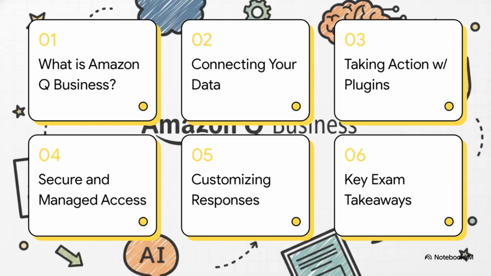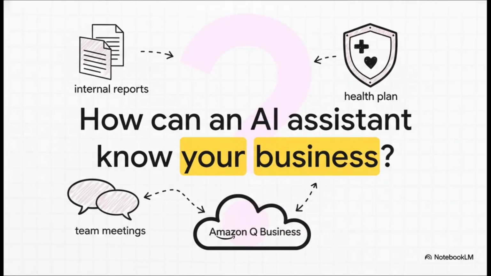So here's our game plan. We'll start with the basics. What is Amazon Q Business, really? Then we'll get into the nitty-gritty of how it connects to your company's data, how it can actually do things with plugins, and of course, how it keeps everything secure. We'll wrap up with how you can customize it, and most importantly, the key things you need to remember for the exam. But before we get into all that, let's just think about the big problem here.